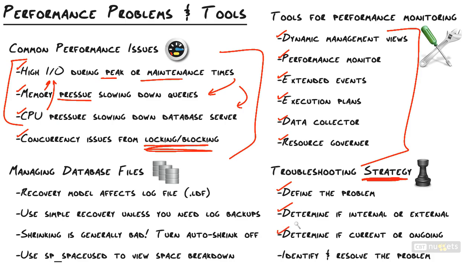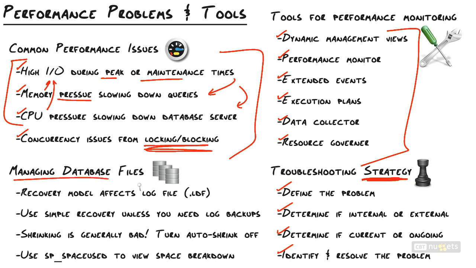Then you can determine if it's current, if it just happened the first time, or if it's ongoing. And this is where logs can help. If this is the first time you've experienced it and you don't know if it's been ongoing, it can also help to set up an extended event or set up performance monitor to run for a day or two to find out if it's a recurring issue or if it's just this one-time thing. Then identify and resolve the problem.